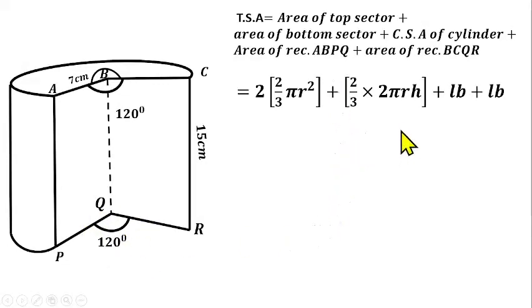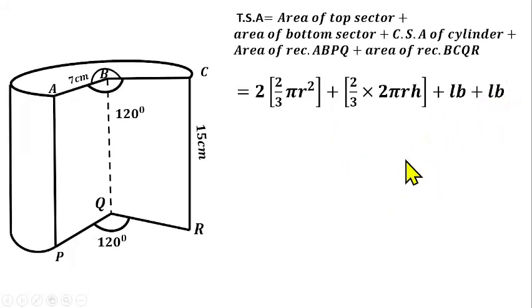Then plus the curved surface area of the cylinder, which is 2 pi r h. The curved surface area of a full cylinder is 2 pi r h. But this cylinder is 2/3 of a whole cylinder. That's why we have 2/3 times 2 pi r h. So this 2/3 is saying that this structure is 2/3 of the whole cylinder, so we multiply the curved surface area of the cylinder by 2/3, then plus the area of the rectangle, plus the area of the rectangle as well. That's why you have length times breadth plus length times breadth here.